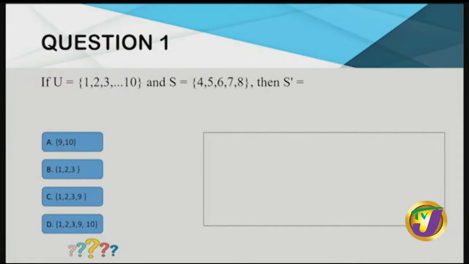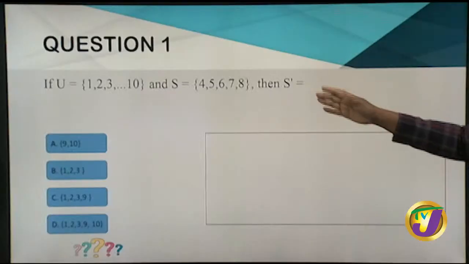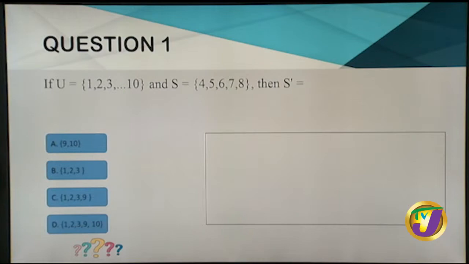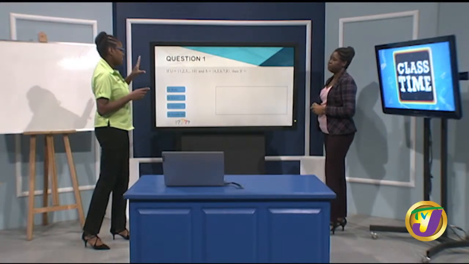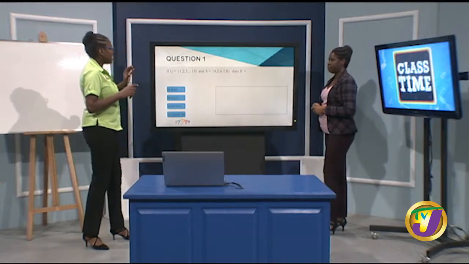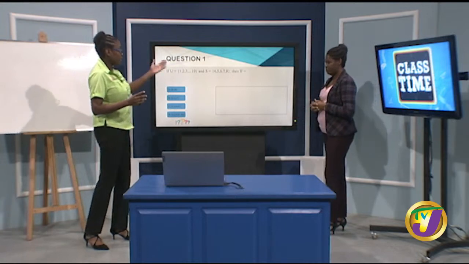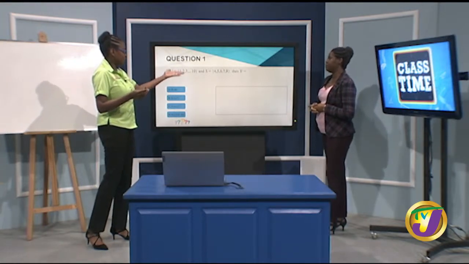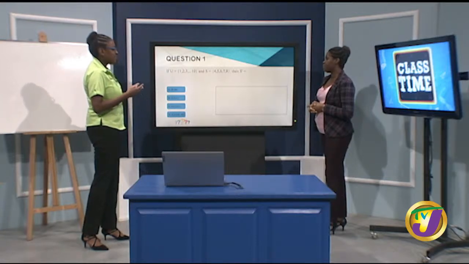Because the universal set contains set S. Because these numbers 4, 5, 6, 7, 8 are a part of the universal set. So basically, what I'm going to be doing is looking at set S. I'm looking firstly at my universal set, so the entire thing. So I know I'm looking at the counting numbers from 1 to 10. And I'm looking at set S, which has 4, 5, 6, 7, 8.